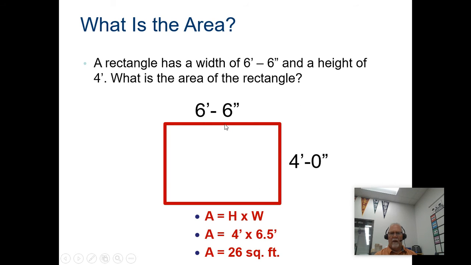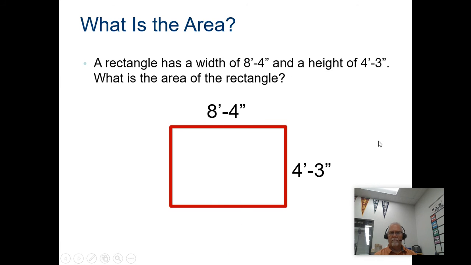We already know how to do that. 6 point, and then we have to just take 6 divided by 12. That's 0.5. So 4 times 6.5 gives us an area of 26 square feet. Don't forget the square feet portion of that. Units are very important.